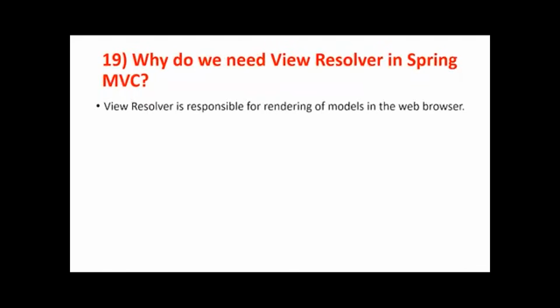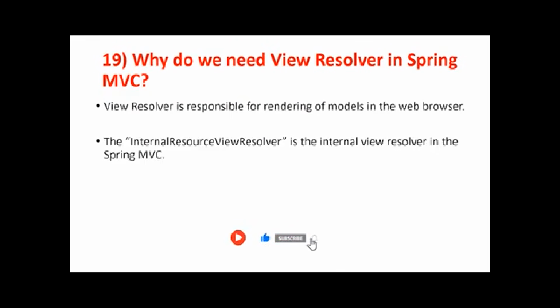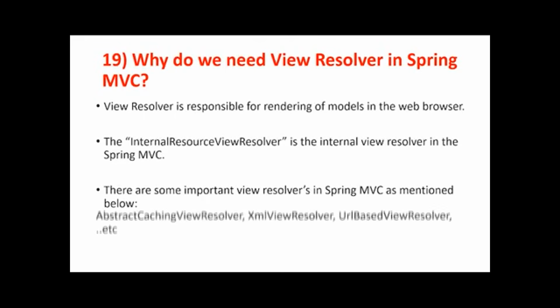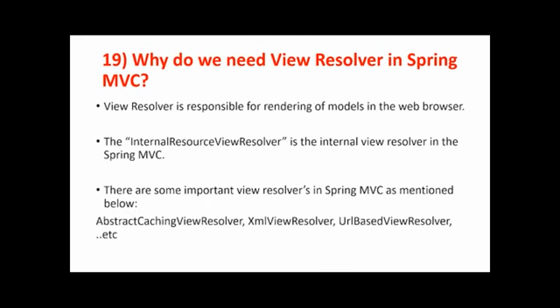Why do we need view resolver in Spring MVC? The purpose of a view resolver is to provide the final output, rendering the model to the web browser. So in simple terms, it creates dynamic HTML files. InternalResourceViewResolver is the most used view resolver in Web MVC. We even have other view resolvers like AbstractCachingViewResolver, XmlViewResolver, UrlBasedViewResolver, and so on. The view resolver is finally responsible to provide the output that will be displayed in the browser.